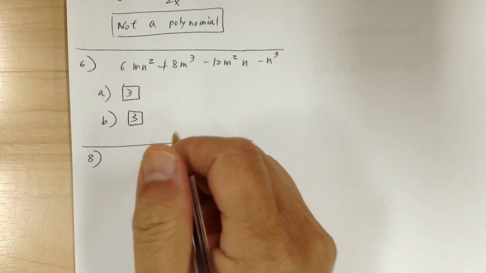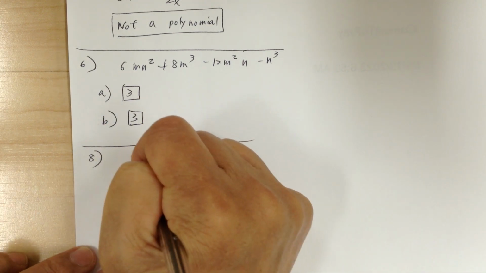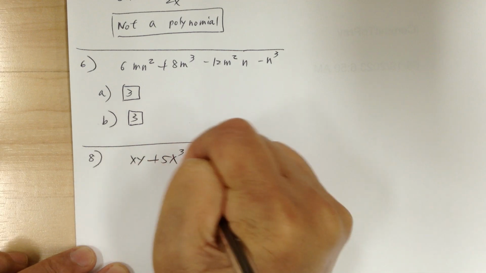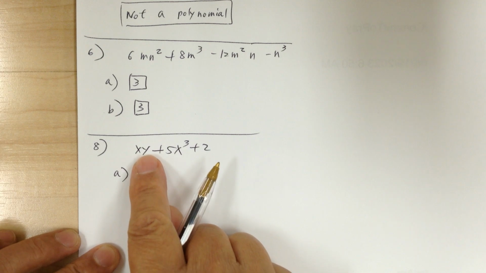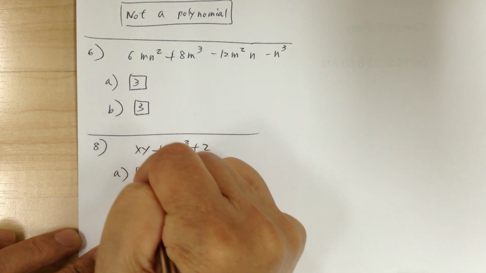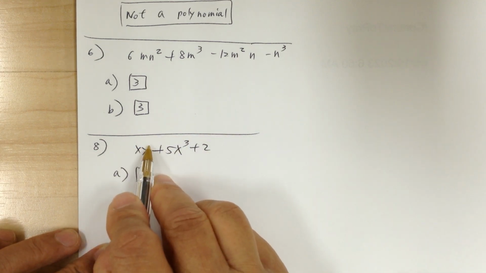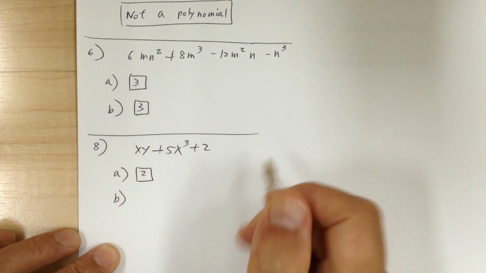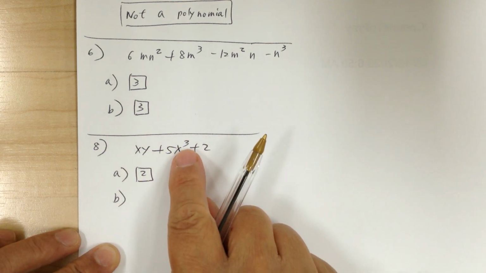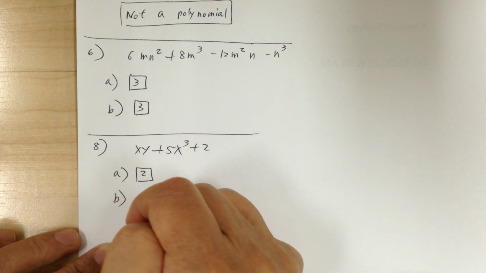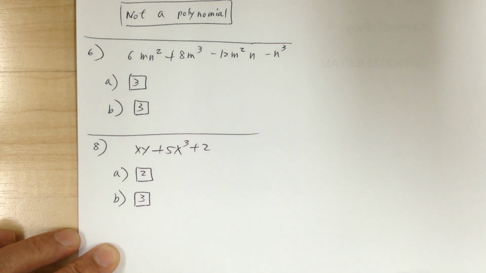Okay, number 8. You have xy plus 5x cubed plus 2. So the answer to A, the degree of the first term, is 2, because you got 1 degree from here, 1 degree from here. For part B, the degree of the entire thing is the highest one. So this is the highest one, so this is 3. Okay, so the polynomial is degree 3.